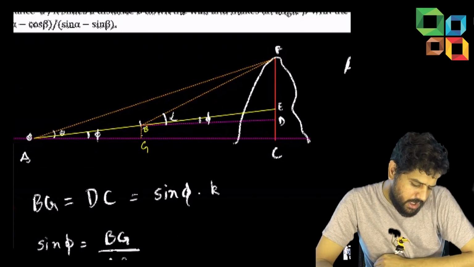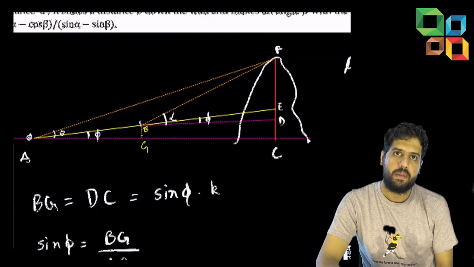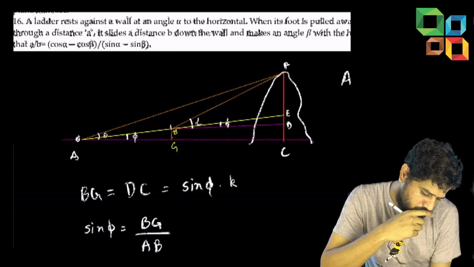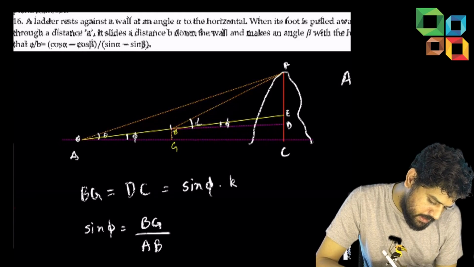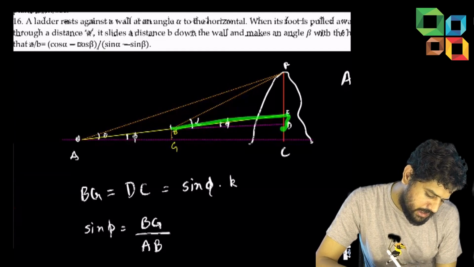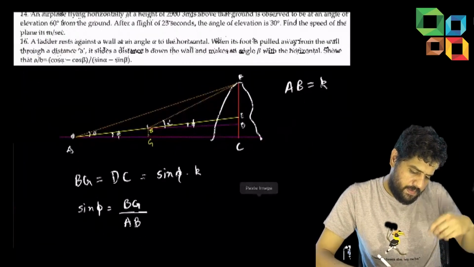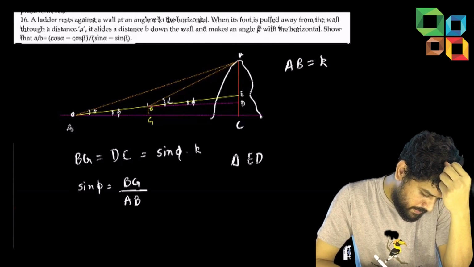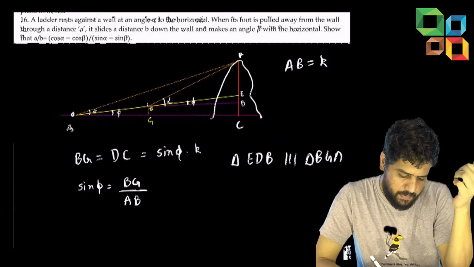Therefore, we can find what? DE. How can we find DE? Similar triangles, is it? Yes, sir, similar. Right. So this angle is 90 degrees. This angle is phi, and therefore these two triangles are similar. Okay. So we have triangle EDB similar to triangle BGA.